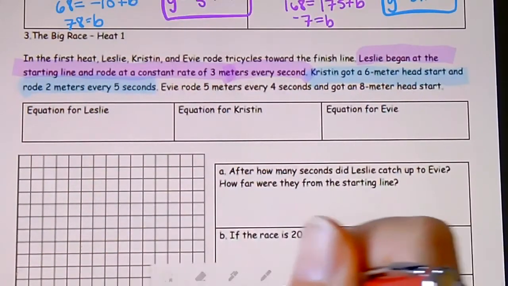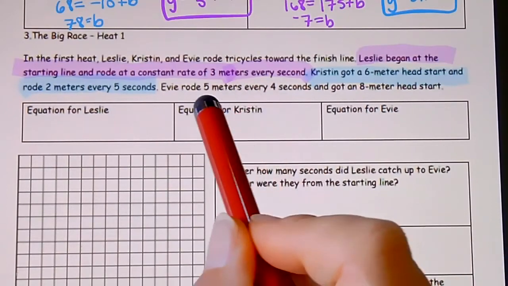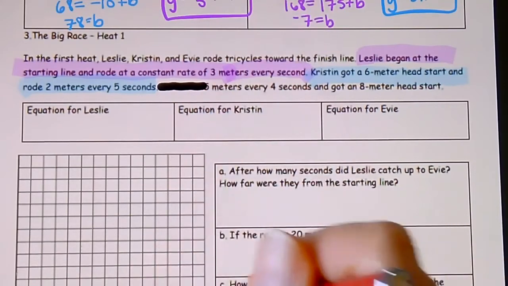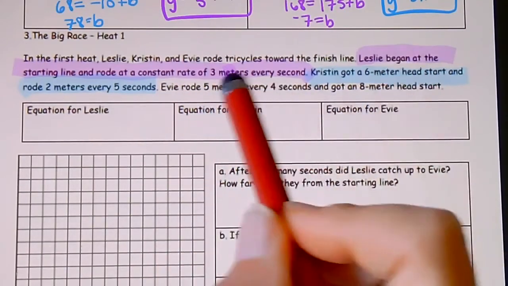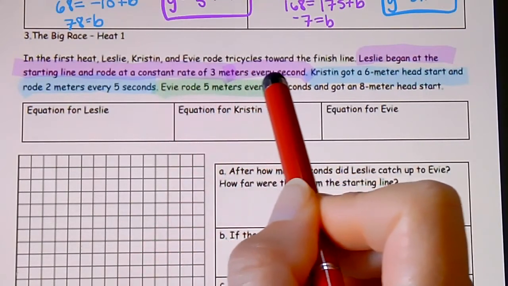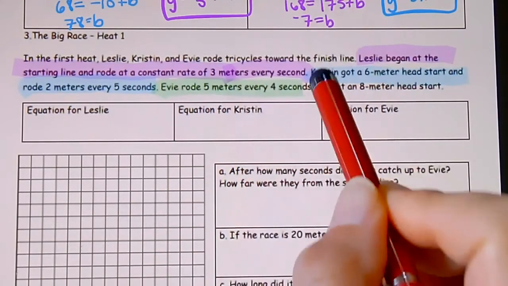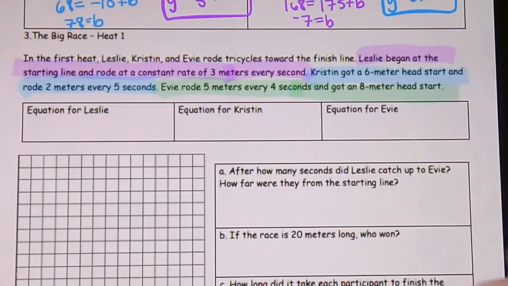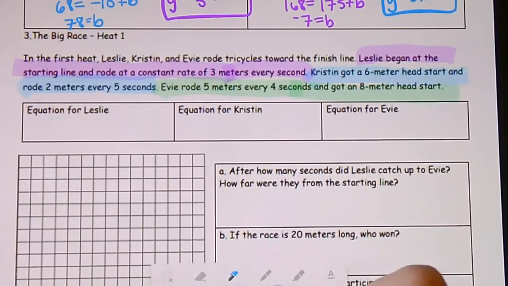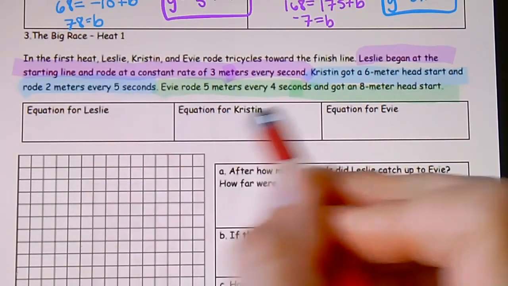And then Evie rode 5 meters every 4 seconds and got an 8-meter head start. Okay, so I've got 3 people. I put them each in a different color, and I'm going to write an equation for each of them. So I'm going to start with Leslie, and I'm going to color code.